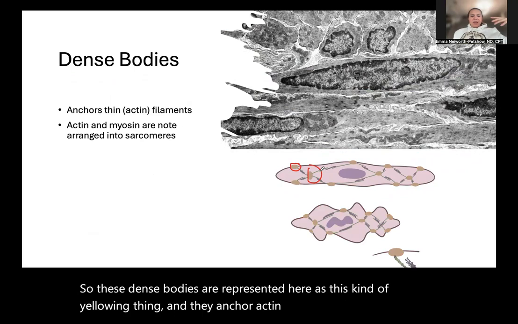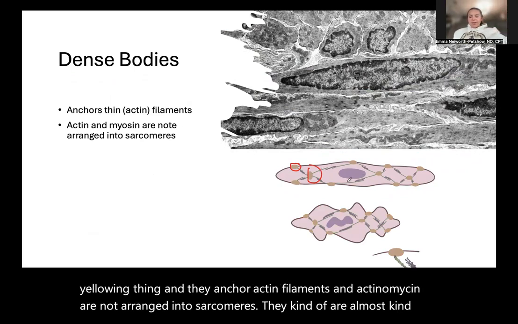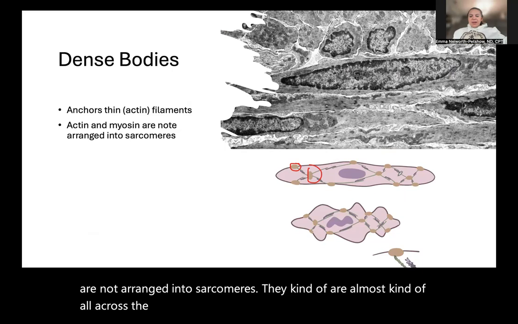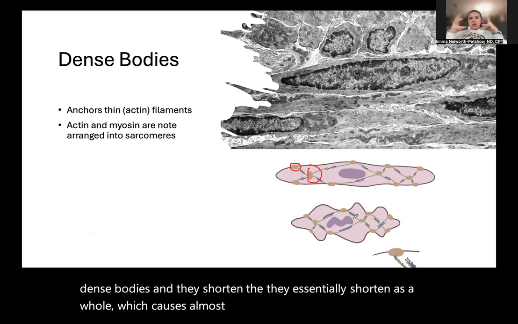And actin and myosin are not arranged into sarcomeres. They are almost all across the cell. And so when they contract, they pull on these dense bodies and they shorten as a whole, which causes almost like a shrinking and ballooning effect to the muscle body.